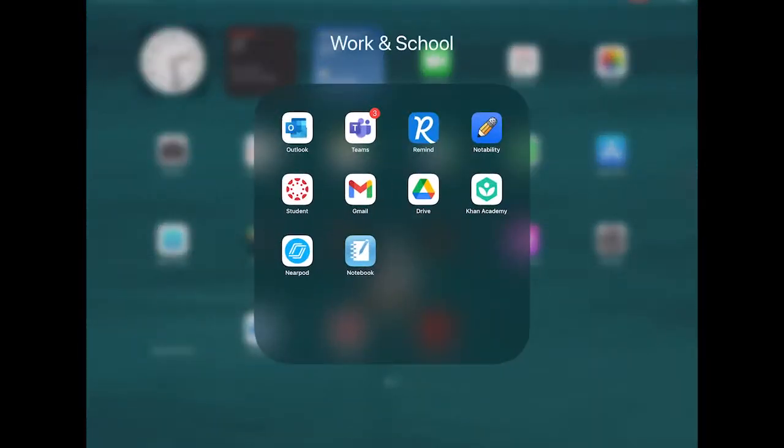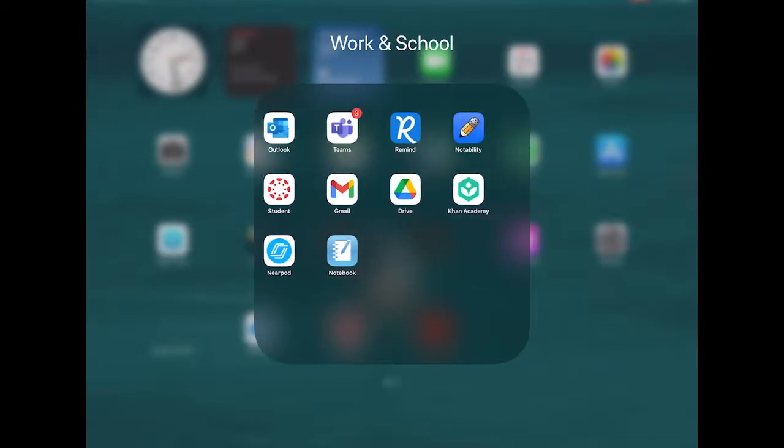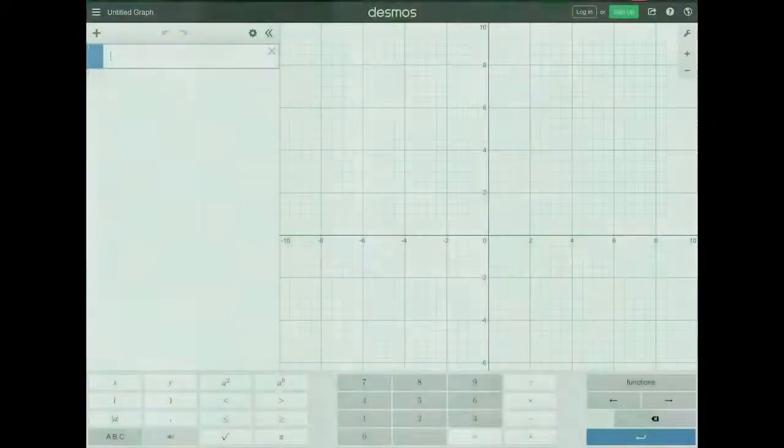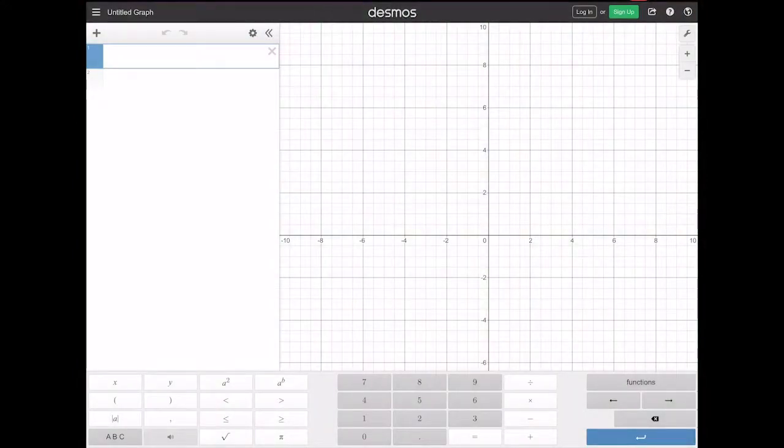So if you've never downloaded this app before, Desmos, it's really a great app. It's free, and it's simple to use.